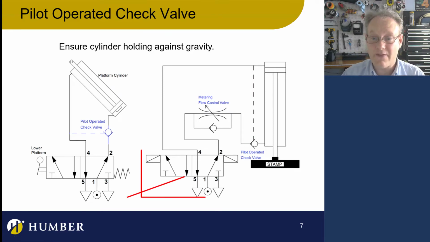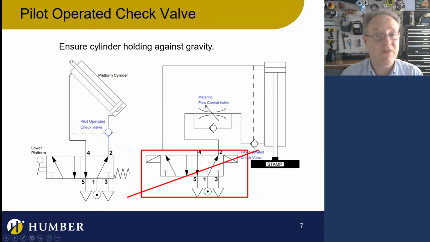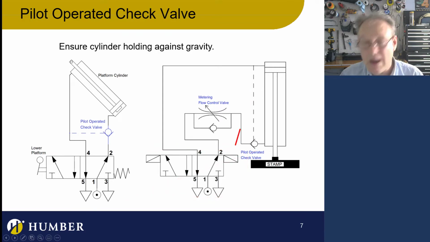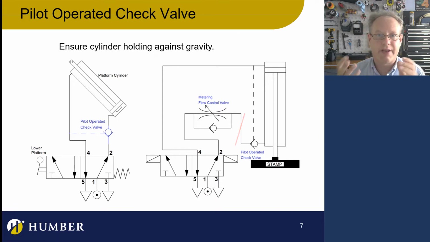But for some reason, if this whole system fails, if that valve fails, or this line breaks, what's going to happen is that pilot operated check valve will say, sorry, I'm not going to open up. I'm not going to let air through, and it will hold against gravity. It'll hold that weight, especially if it's picking something up that's really heavy.